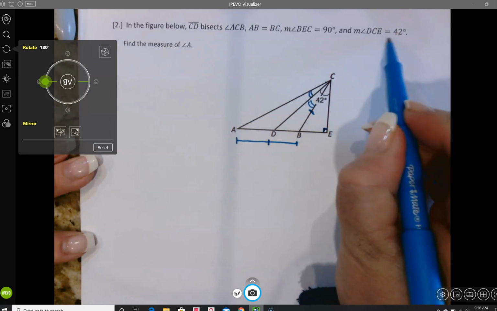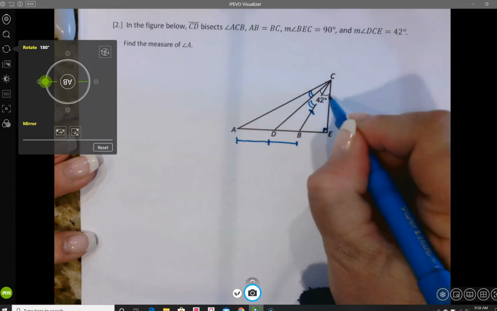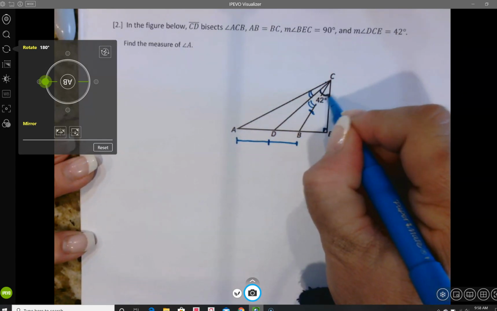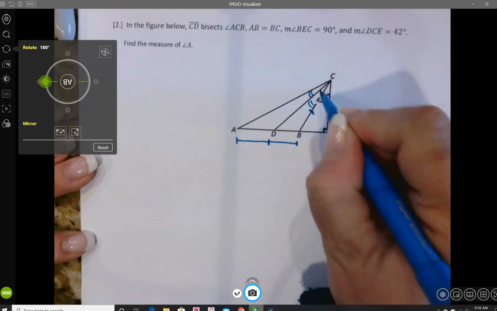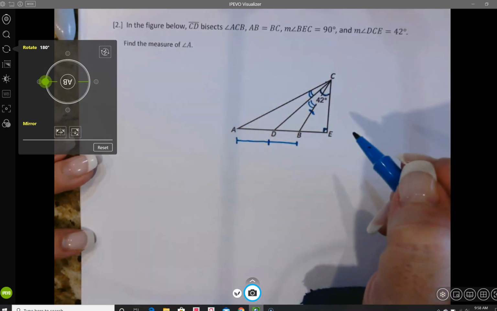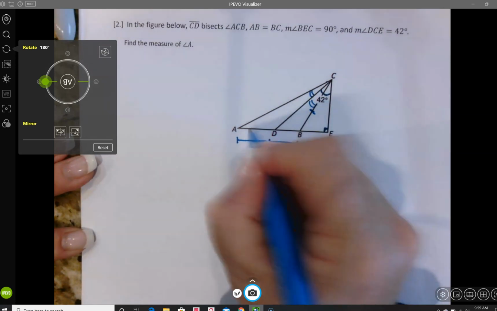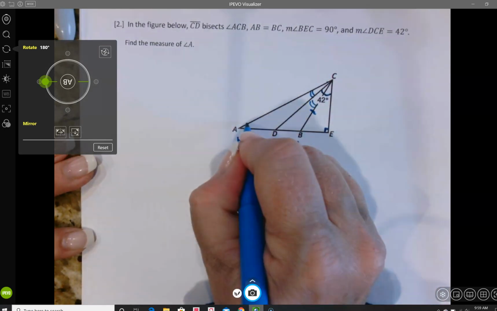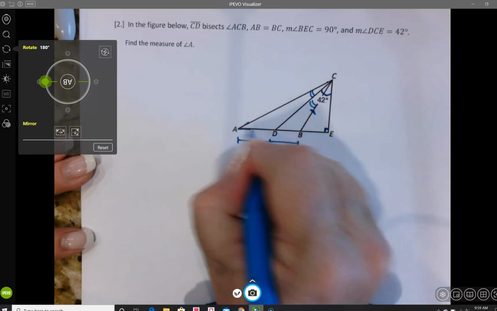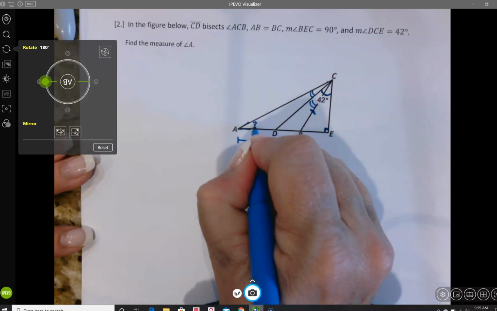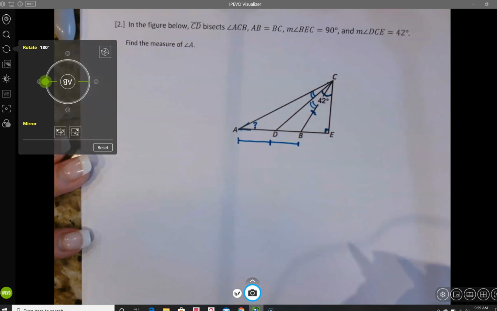And DCE is marked as well. So that whole thing, DCE, is 42 degrees. Now, the thing that we're looking for is angle A, and that's allowed to have a one-variable name because it's the only angle right there. So I'm going to put a question mark there. That's the thing that we're looking for.